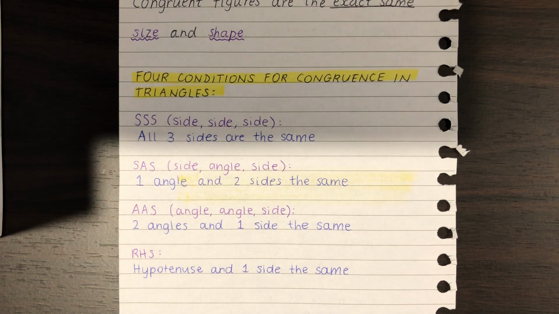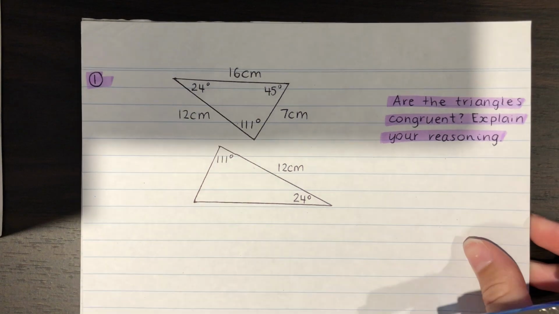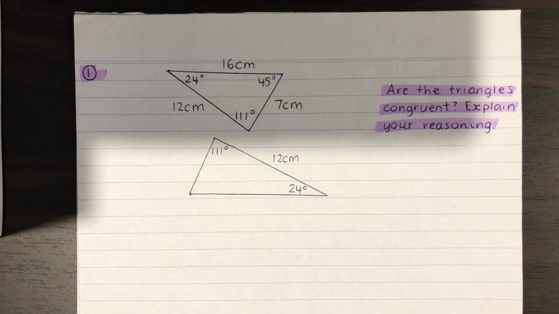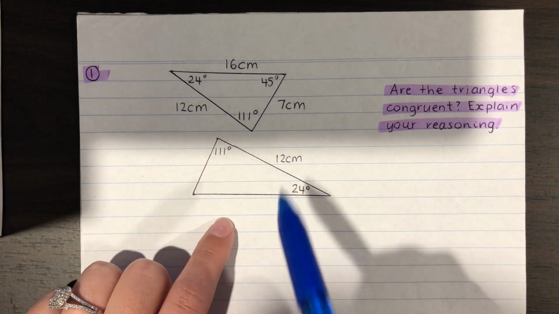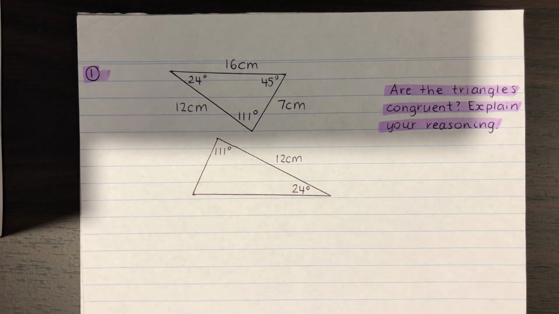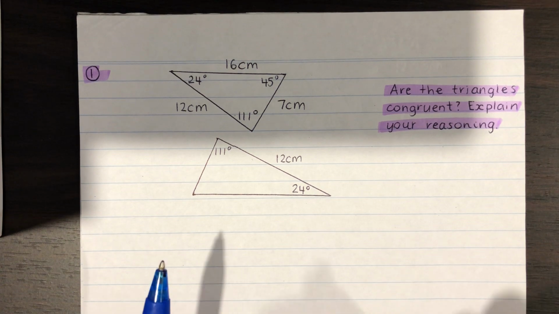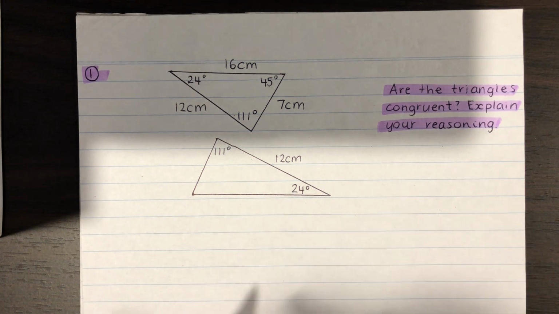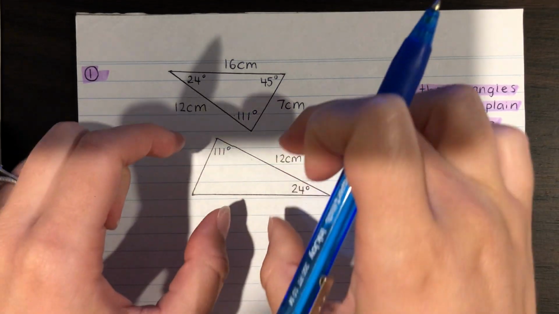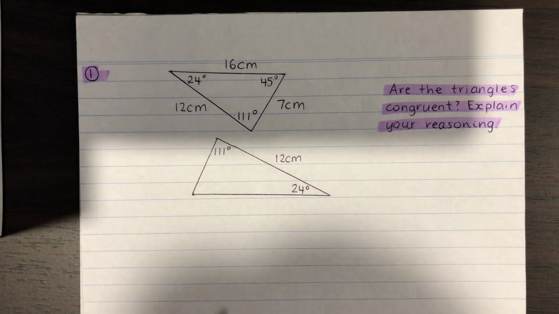Okay, so I've got 4 examples to practice with. The first: are the triangles congruent? Explain your reasoning. In order for us to know whether they're congruent, we need to match up the sides with each other between both triangles. So what we can do is underline the sides that match, or we could redraw one of them to have them facing the same way next to each other.